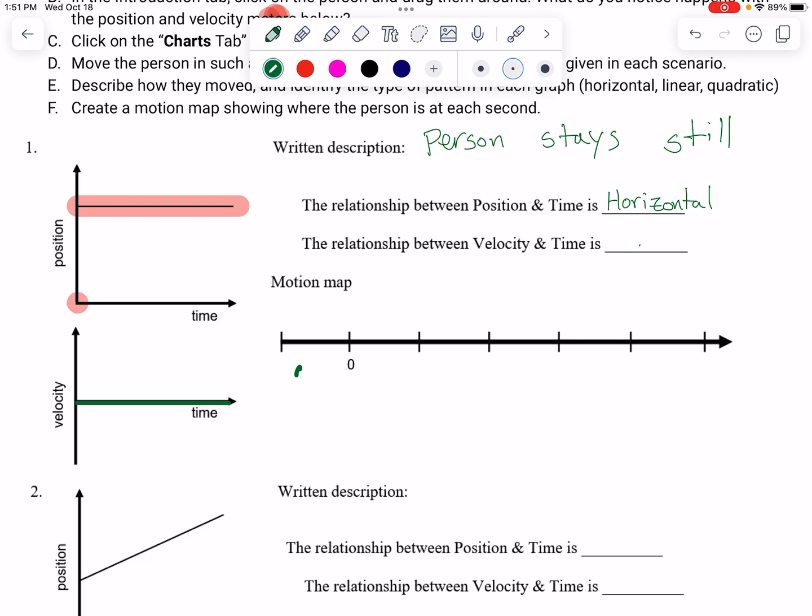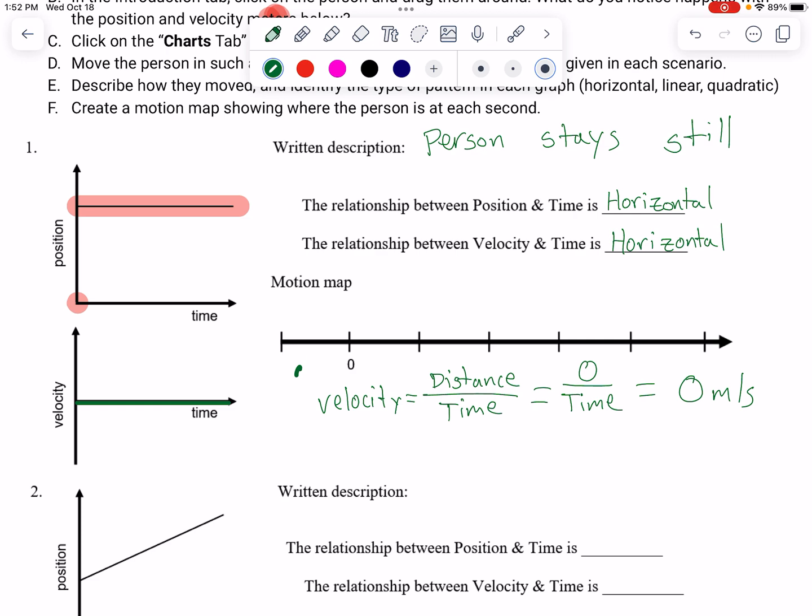And we think back to our formula for velocity, right? Our velocity was distance divided by time. In this case, if their change in distance was just 0, they never moved, then 0 divided by anything is just going to be 0. Hence, we get a horizontal line along 0 for velocity. Still horizontal. Remember, horizontal just means there's no change in the y.